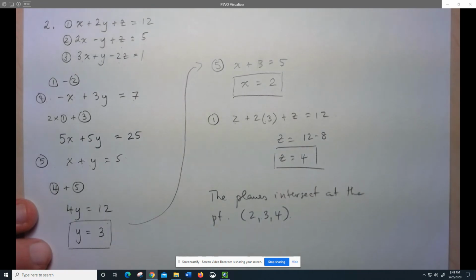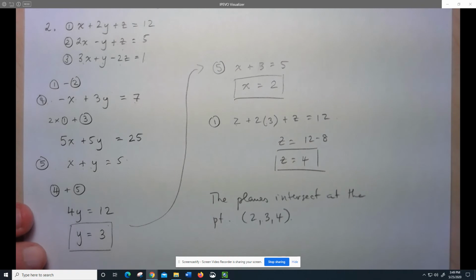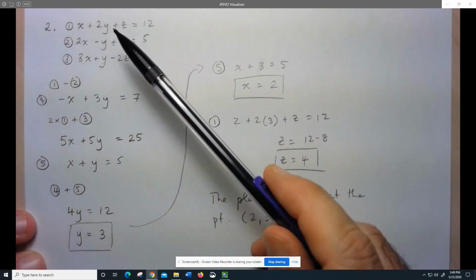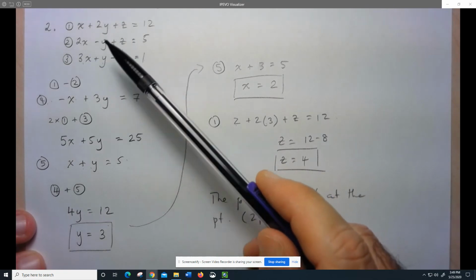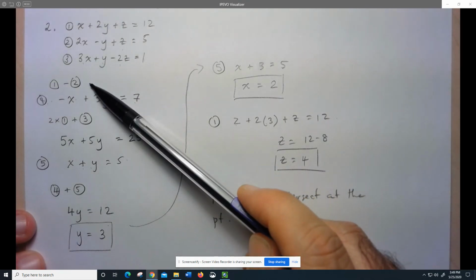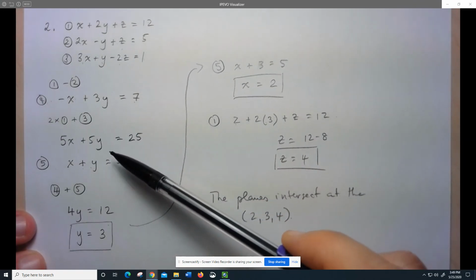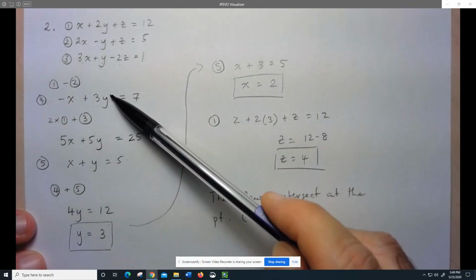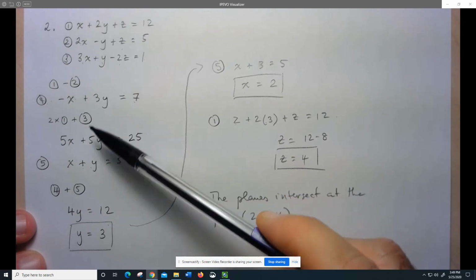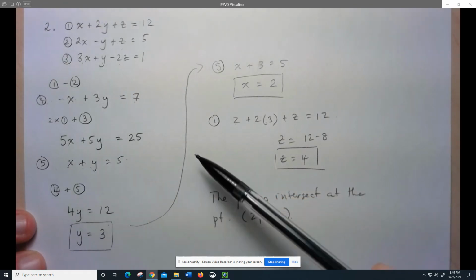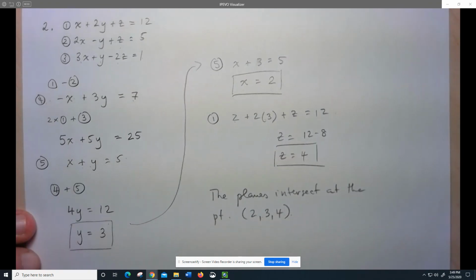Okay, so just to recap the strategy here is to first start by eliminating one of the variables using two equations. Then you're going to use another pair of equations to eliminate the same variable and then solve the resulting system of two equations and two unknowns. And once you do that, you can just work backwards to find all 3 points.